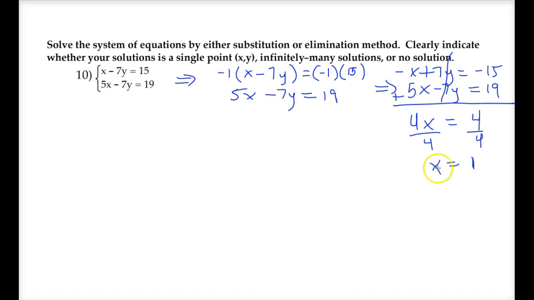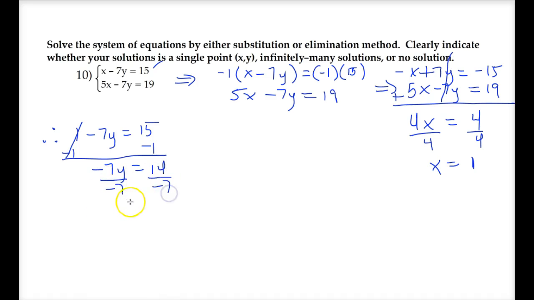From there, all we have to do is plug x into one of our 2 equations. I would probably take the first one, plug that in for x, and figure out what y is. So plug in 1 for x: 1 minus 7y equals 15. I'll subtract 1 from both sides. That cancels to 0, and 15 minus 1 is 14. If we divide both sides by -7, that will give us y equals -2. So we know our answer here is the point (1, -2).